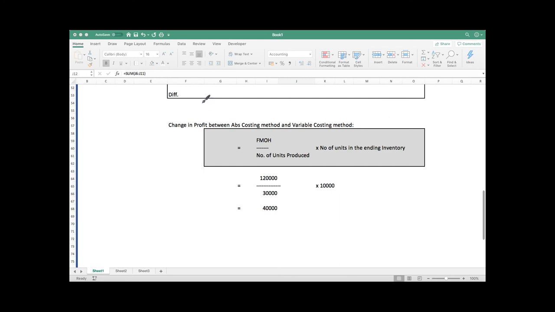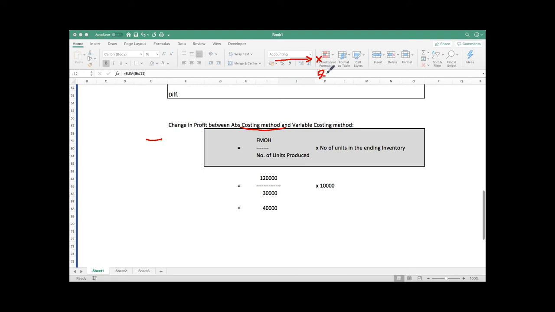Okay, we had a beautiful example with the variable costing and absorption costing method. And also there is a hint: if a question is asked in a multiple choice about the difference in profit between absorption costing and variable costing, we use the formula fixed manufacturing overhead divided by total number of units produced multiplied by the number of units that is there in ending inventory. Simply use this small formula to get the answer.